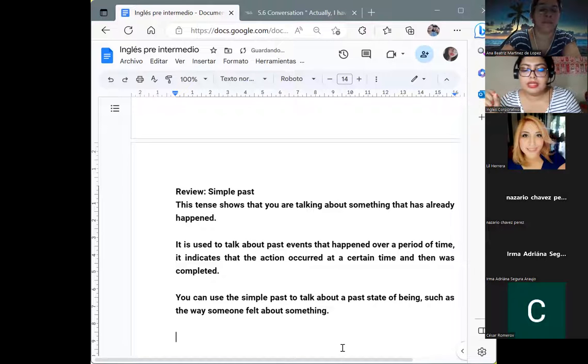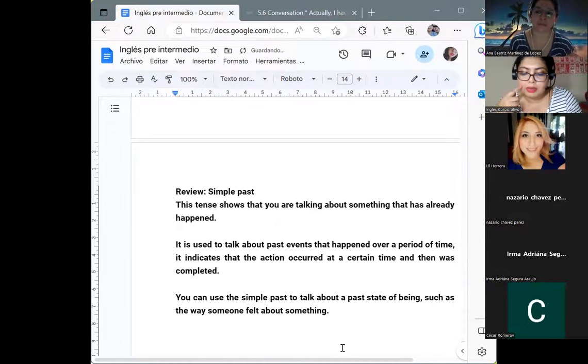Can simple past tense express future actions? ¿Podemos utilizar el pasado simple para hablar de acciones futuras? In this case, we can, in some cases, pero no con el pasado simple. No podemos utilizar el pasado simple para hablar de acciones futuras porque ya sabemos que en ese momento se acabó. Se terminó, ahí ya no hay oportunidad para continuar con esa actividad.